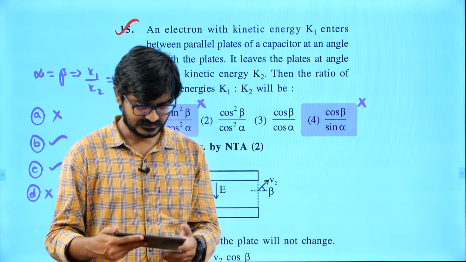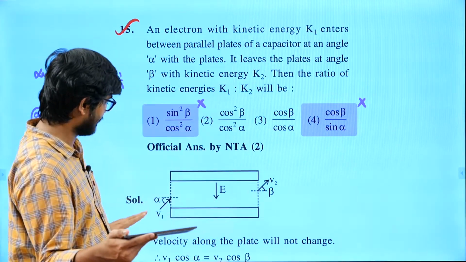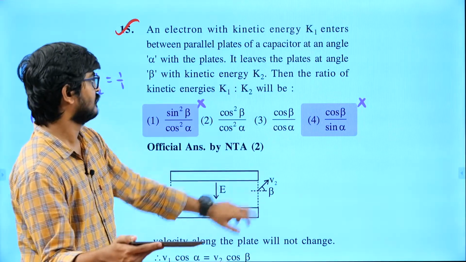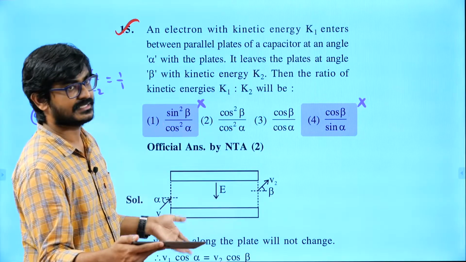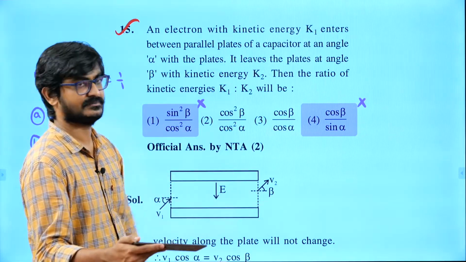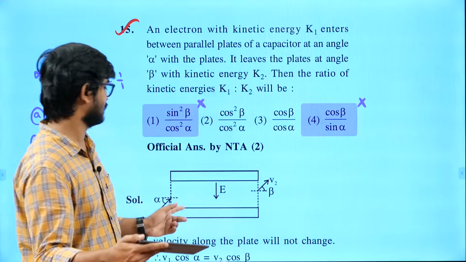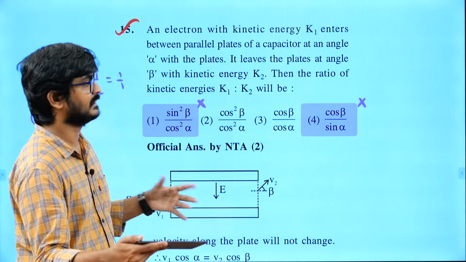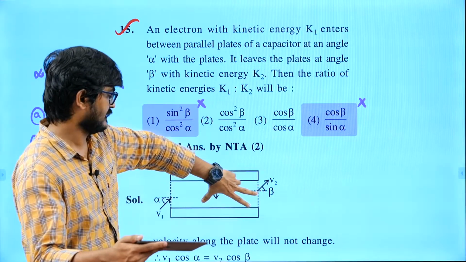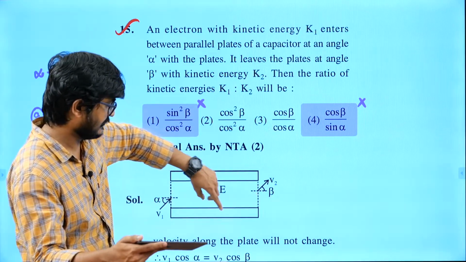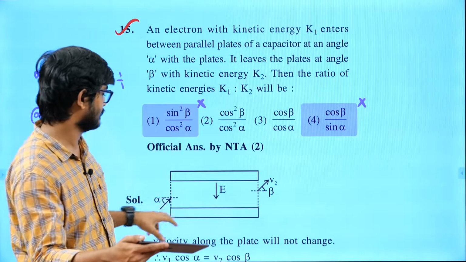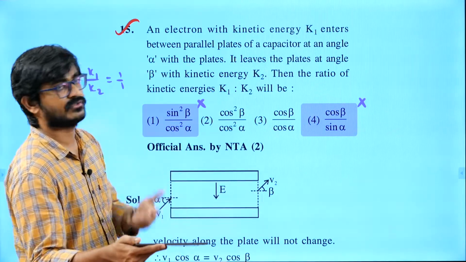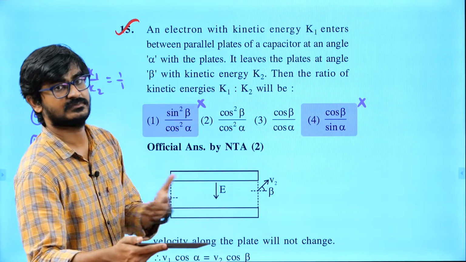Now the next question, they are saying it is coming with kinetic energy and velocity with alpha, and this angle is beta. Now what is the relation between their kinetic energies if this angle is alpha and this angle is beta? Now I am going to do something such that if alpha becomes equal to beta, the meaning is there is no electric field in this question. If there is no electric field, alpha will be equal to beta, then the kinetic energy ratio will be 1:1. So when alpha equals beta, the kinetic energy ratio must be equal to 1:1.